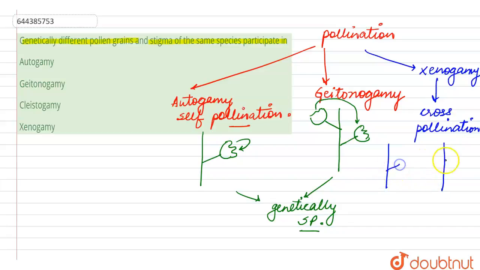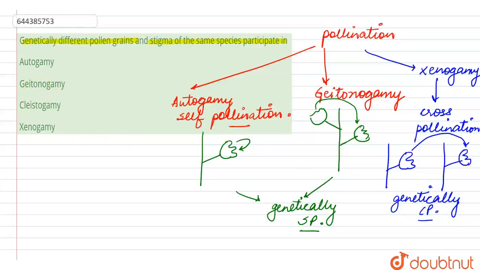These are the two plants. Different plants are there. Flowers are there. These flowers are unisexual or they may be bisexual also. So from one plant, this pollen grain will be transferred to the stigma of the other flower. Since the plants are different, so the pollen grains are also genetically different. This results in, genetically also, we can call xenogamy a cross-pollination.